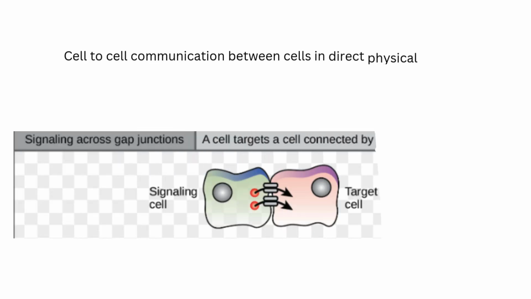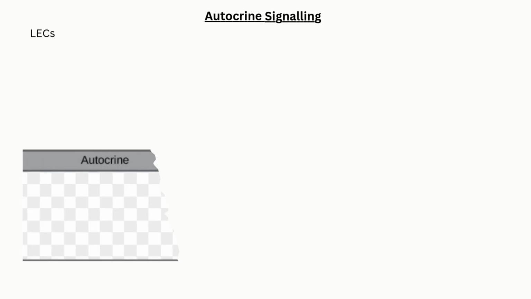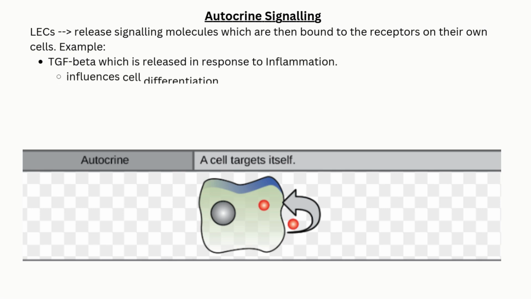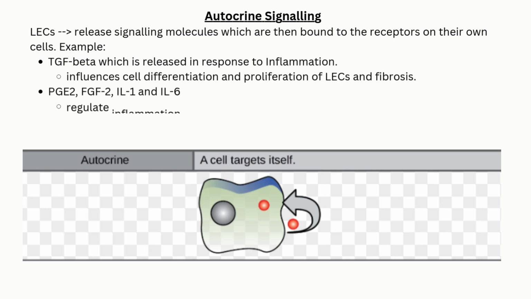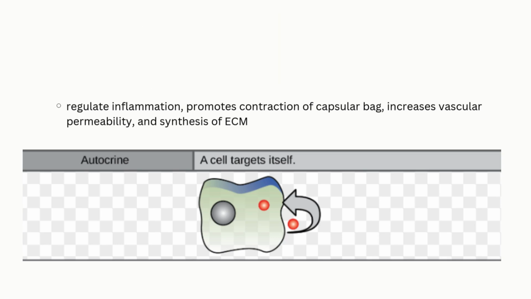Cell-to-cell communication between cells in direct physical contact is called contact-dependent signaling. This happens through integrins on the surface of LECs that are attached to adjacent cells. Cell-to-cell communication also happens amongst LECs when they release signaling molecules which are then bound to receptors on their own cells. This includes TGF-beta, which is released in response to inflammation. This influences cell differentiation and proliferation of LECs and fibrosis.